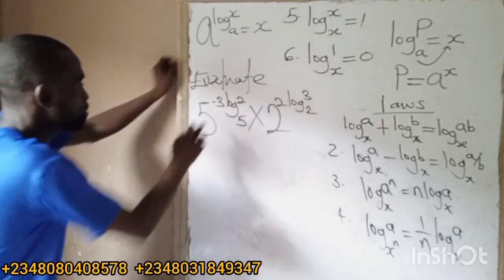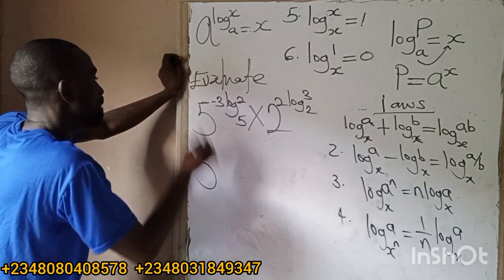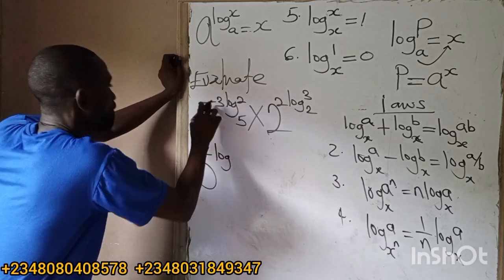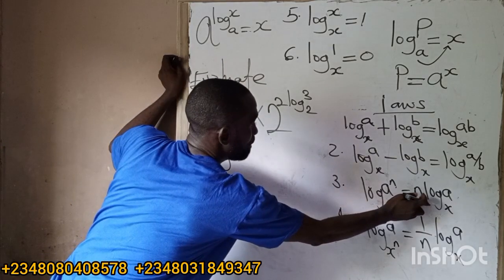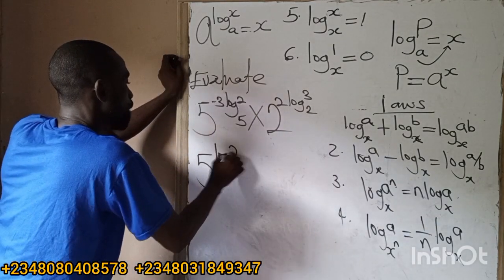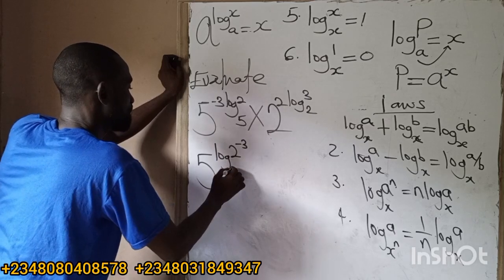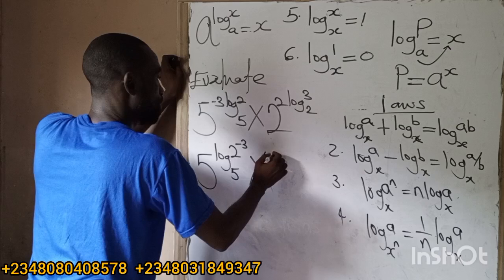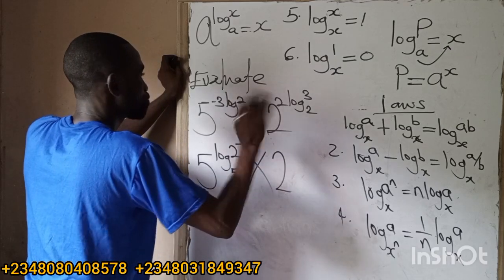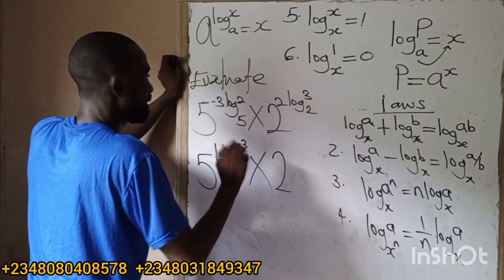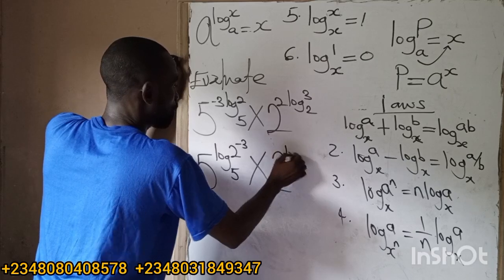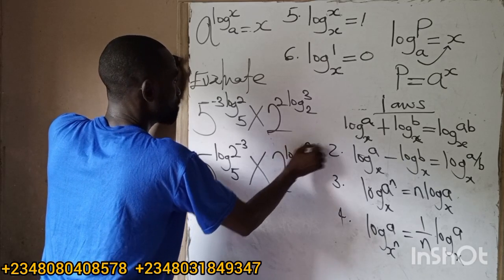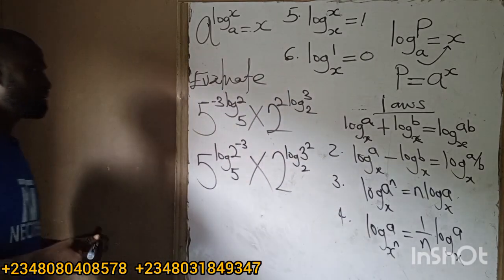So here, this becomes 5 raised to power log of, this one will come here using this law. Now I have 2 raised to power, minus 3 is 5, multiplied by 2 raised to power, log of 3 raised to power 2, which is 2. Is it clear?